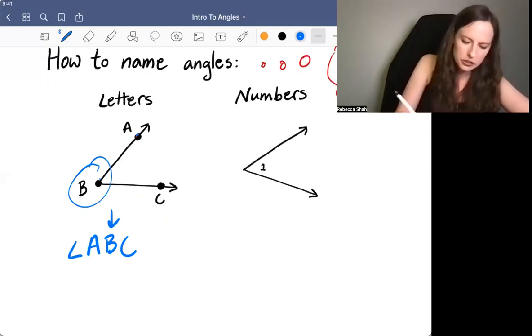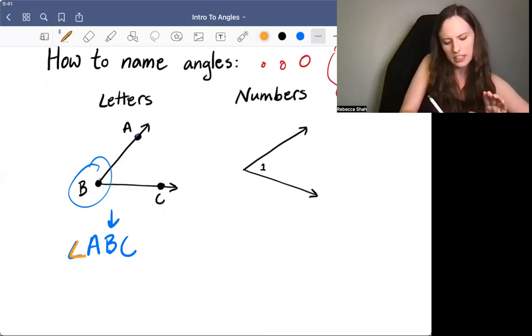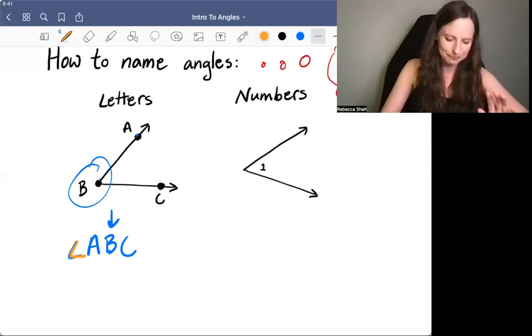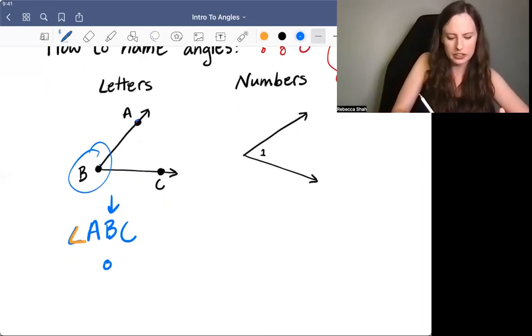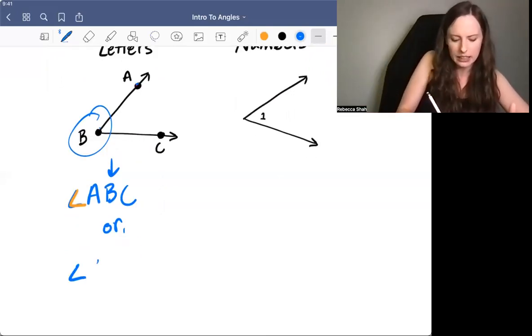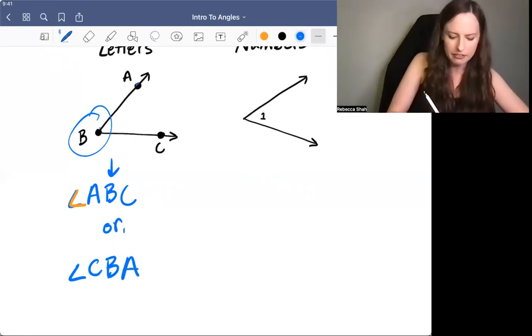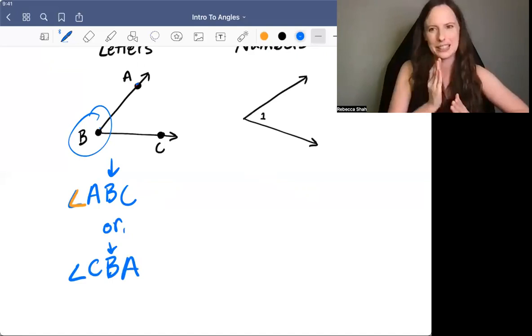So also notice that we're using the angle symbol here. It's like this little corner symbol, kind of looks like its own little mini angle. All right, so like we said, order doesn't matter. So we could also call this angle, angle CBA. Again, the order doesn't matter as long as that vertex B is in the middle.